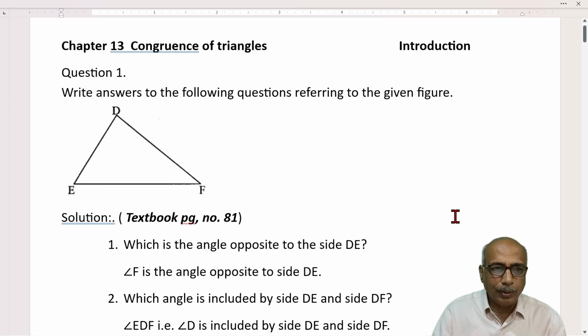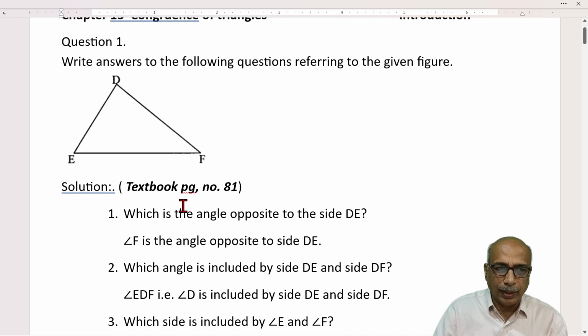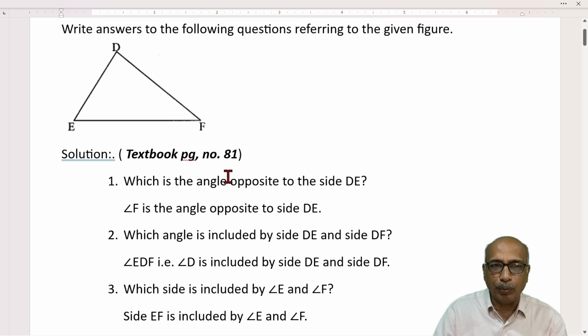Hello children, we are going to start with new chapter 13, Congruence of Triangles. So write the answers to the following questions referring to the given figure. Here in triangle DEF, it is given on textbook page number 81.